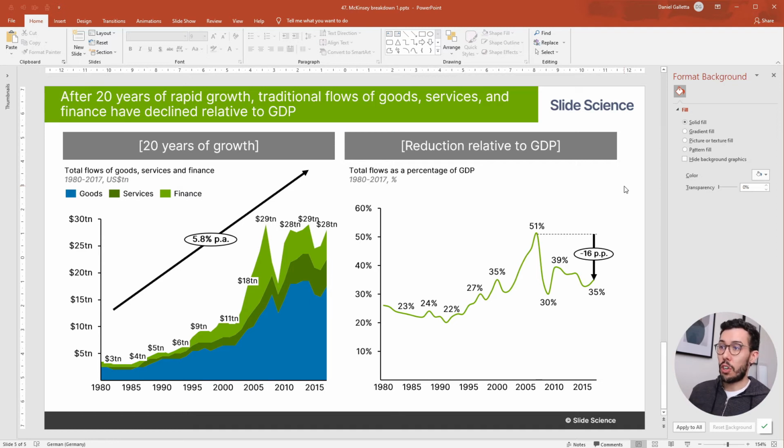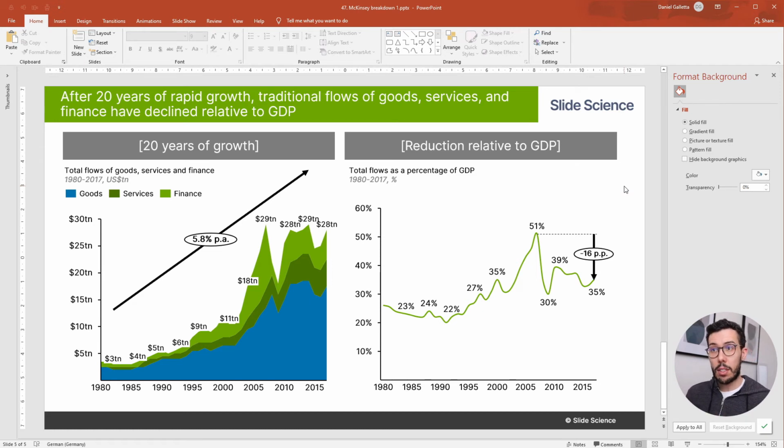On the left-hand side, I've chosen an area chart, and the reason for that is because area charts are good to show the growth of something when it's stacked, when it can be broken down into components. In this case, we have goods, services, and finance. I've also strategically chosen labels every 3 data points, every 3 years. That's because we want to keep the chart reasonably neat and tidy, but it is important to see what those values are. And finally, I've included a CAGR arrow, which has the growth rate from 1980 to 2017, and that growth rate is 5.8% per year. So that's what I've done for the 20 years of growth chart.